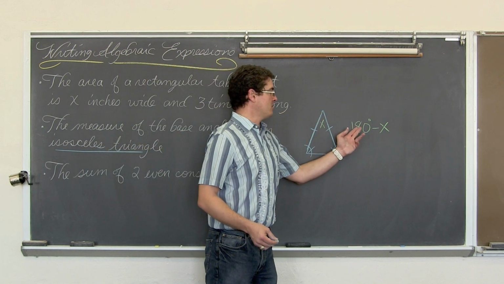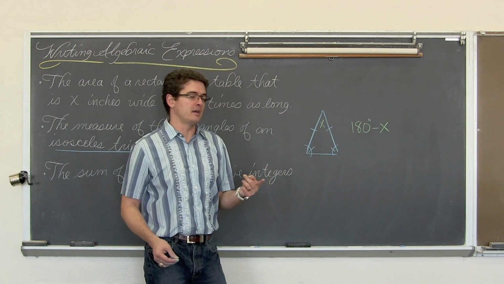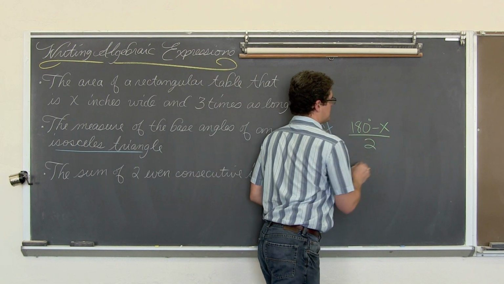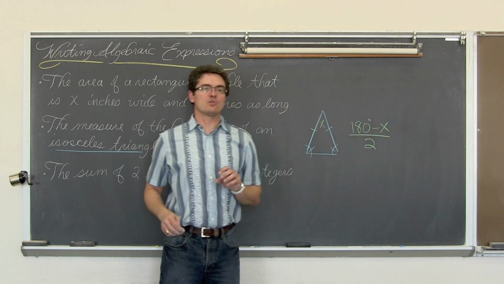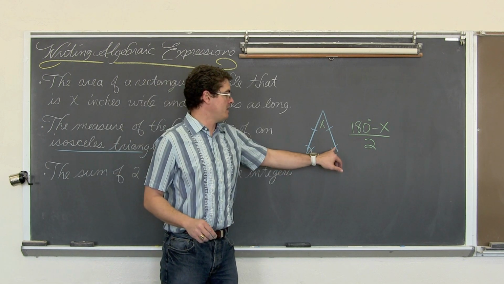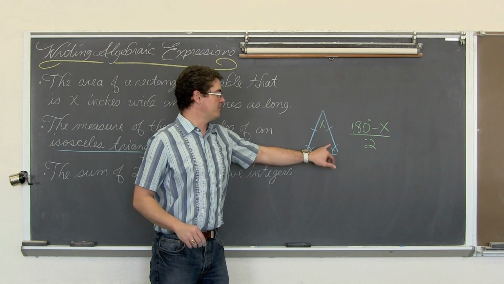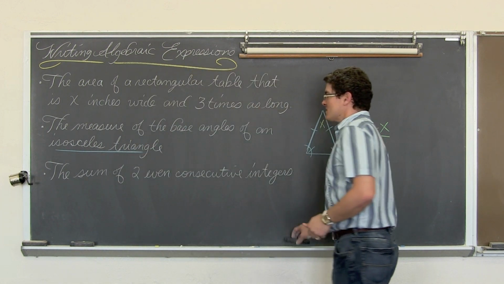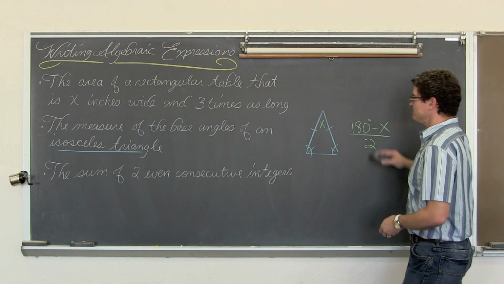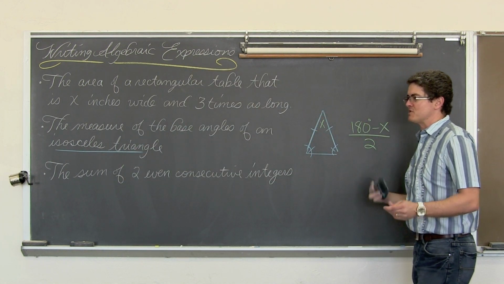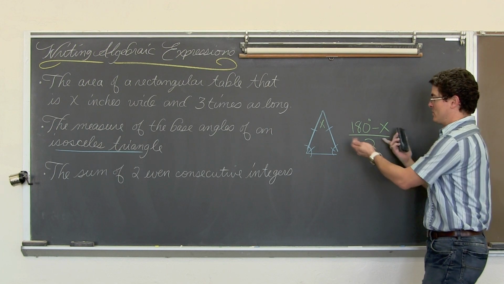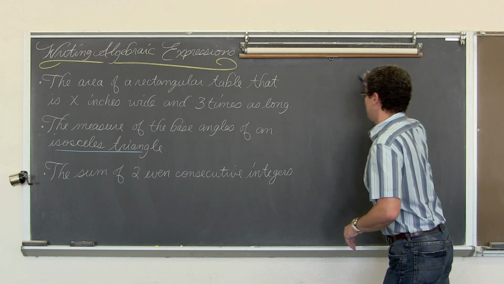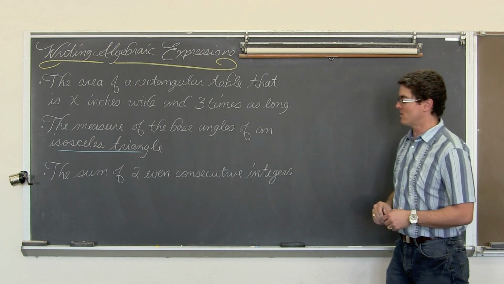So I'm going to do 180 degrees, the interior sum of a triangle, subtract out this top angle, and divide it by 2, and that is the number of degrees that is going to equal or describe each of these base angles. Alright, so that's getting a little bit complex. We're turning just a statement in English into an algebraic expression. Need to know a little bit of properties about triangles, though, and isosceles triangles.